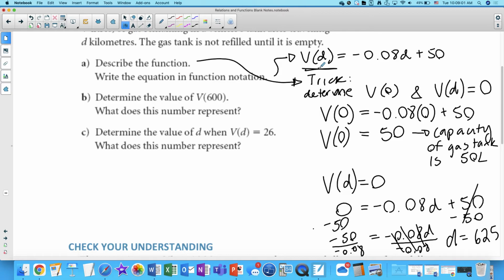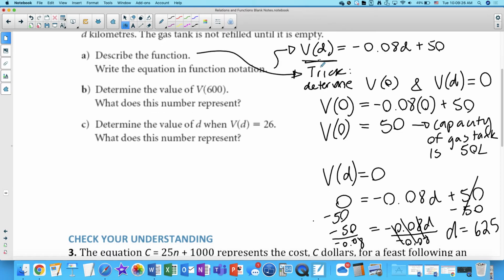It might seem like that, because there's a correlation between the two. You could take a jerry can and take some gas out, and then you have less gas in your tank, that sort of thing. So yes, the volume of gas in your tank depends on how far you've gone. The capacity of the tank is 50 liters, and as you go further and further, the volume decreases. That would be like a full description.